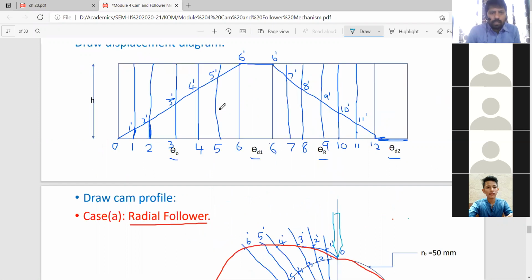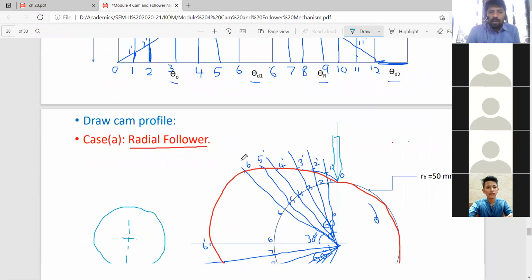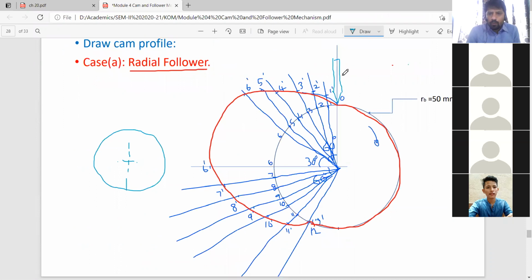But in the second case, you can see it is a knife edge follower, but it is offset by 20 mm from the axis of the cam. Means in this follower, the follower axis is not passing through the center of the cam, but it is a little bit away from the center of the cam. And how much is that distance? That distance is 20 mm.